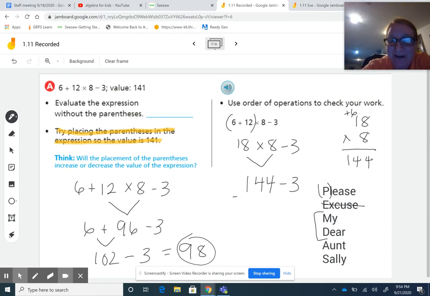And now we need to subtract 3. Guys, look at this. Minus 3. Let me erase this. It only took me 2 trial and errors. 144 minus 3 is 141. So the parentheses go around just the 6 and the 12.